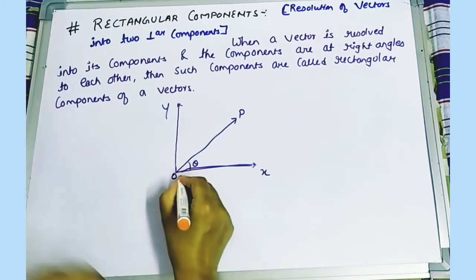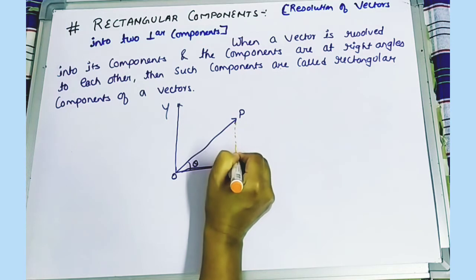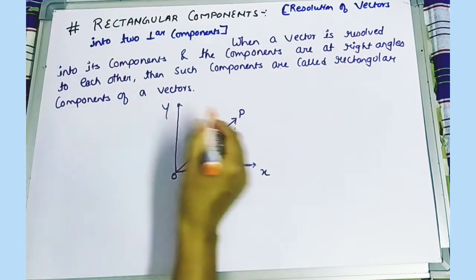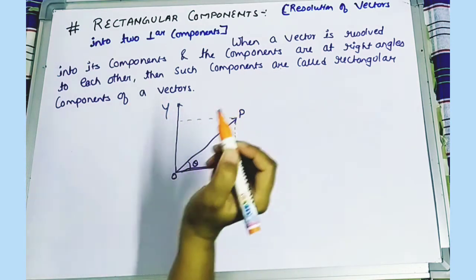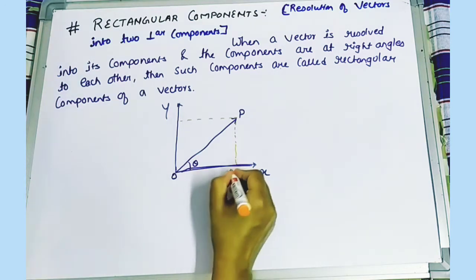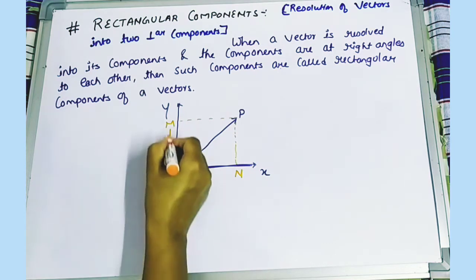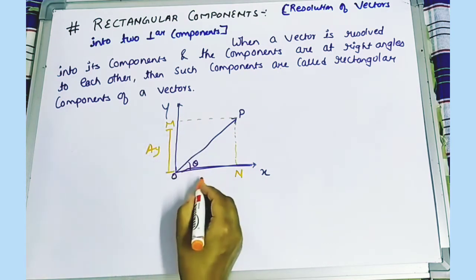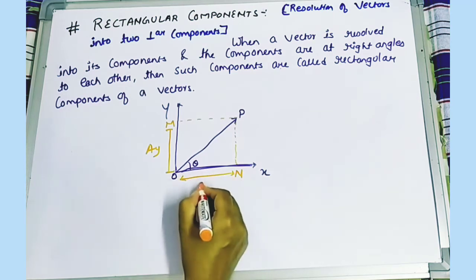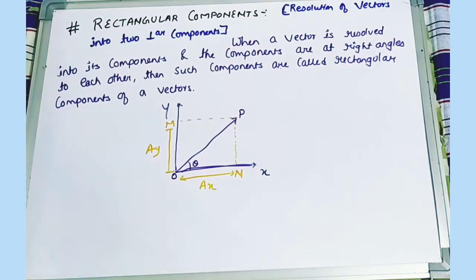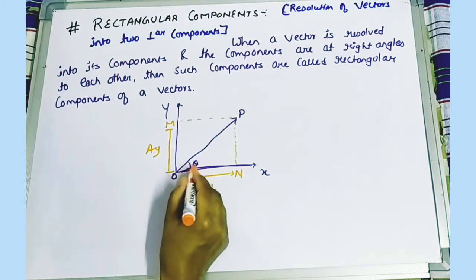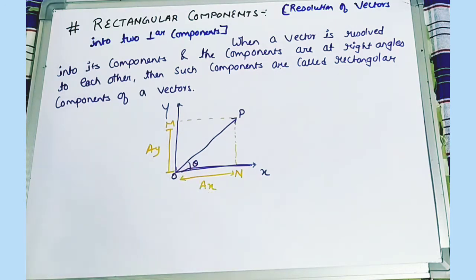So let me find out the position of this. I have drawn one perpendicular on the x-axis and one perpendicular on the y-axis, and I call this N and this M. Let this distance be called AY and this distance AX, because it is at the point where it is lying and making an angle theta. When it is making an angle theta, we want to find how we can resolve it, what the components will be, and how we are going to deal with it.